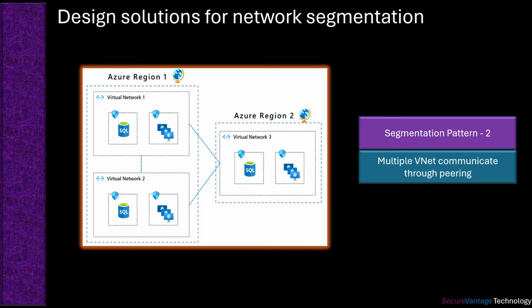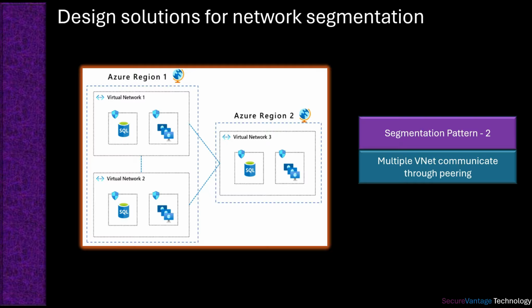This is the second segmentation pattern. This segmentation pattern includes multiple virtual networks communicating with each other through peering. In this case, resources are spread across multiple virtual networks with communications enabled through virtual network peering. This pattern is useful when applications are grouped into separate virtual networks or deployed across multiple regions. Subnets within each virtual network use NSGs and ASGs, and leverage virtual network peering for controlled communication.